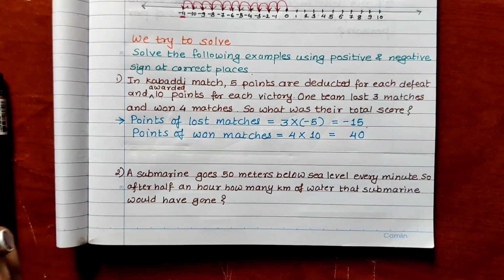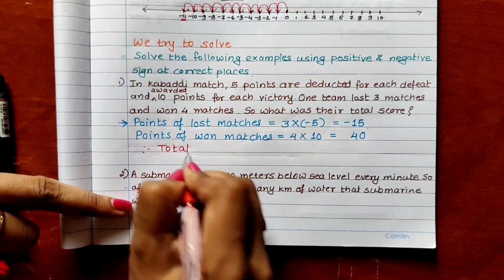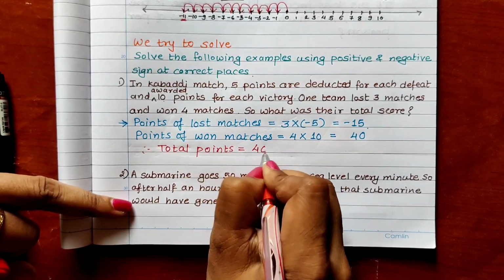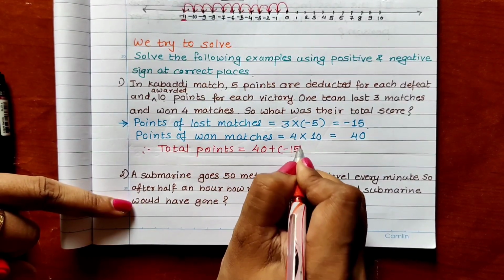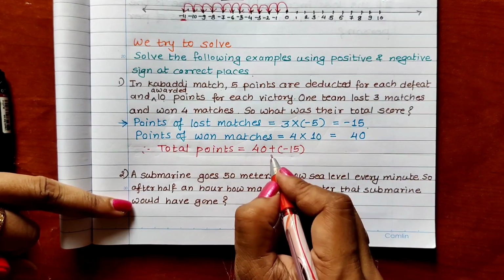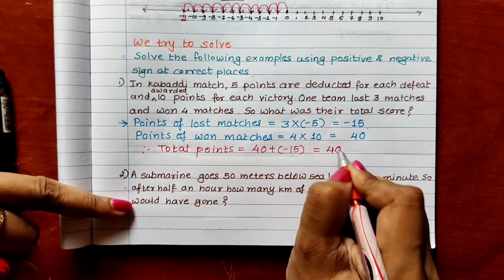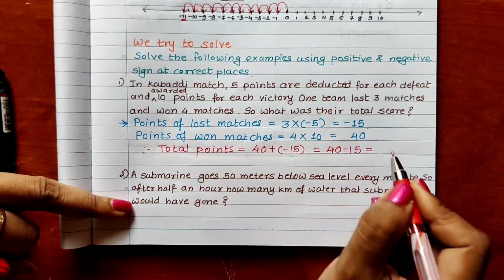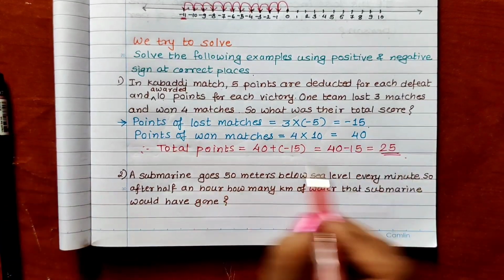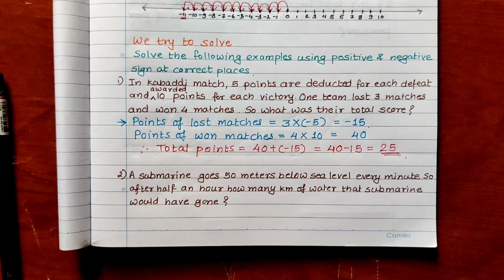Total marks or total points, therefore total points will be 40 plus minus 15. Okay, we have to do the total of these two numbers. What is plus minus? Plus minus will be minus. We have to combine this plus and minus, and we have to write a single sign. So it will be 40 minus 15. What is 40 minus 15? It is 25. So in this way, the total points are 25. In this way, you have to write using these signs. Now let us go on to the next sum.